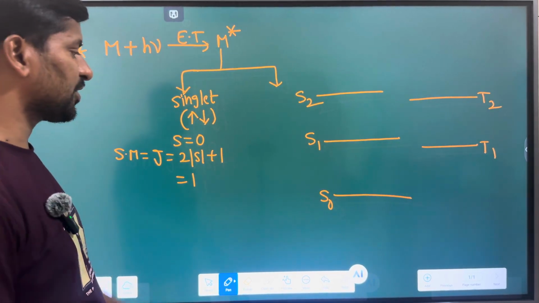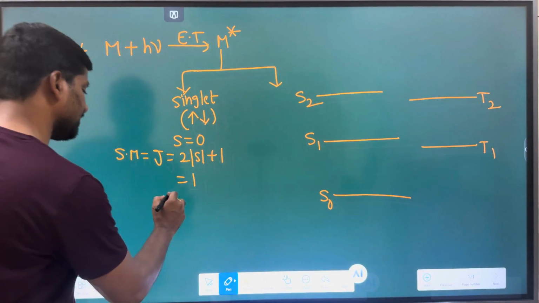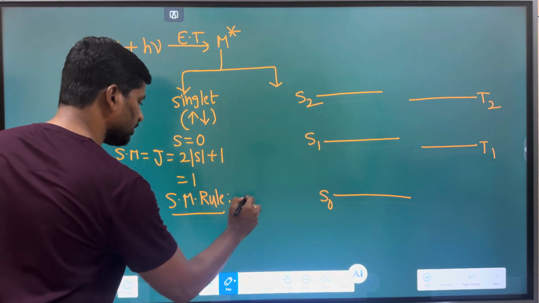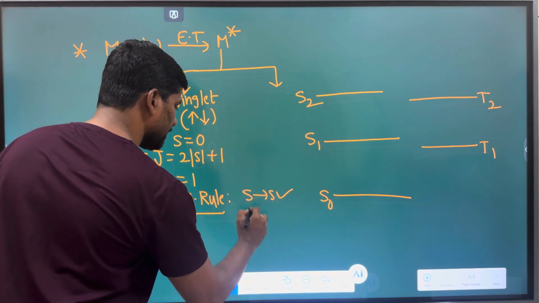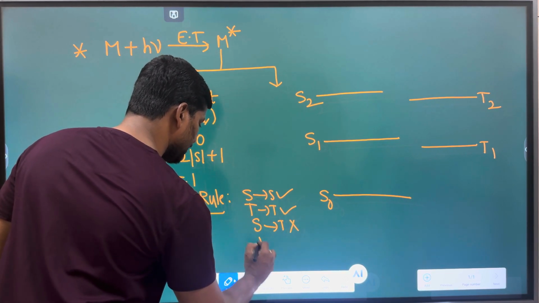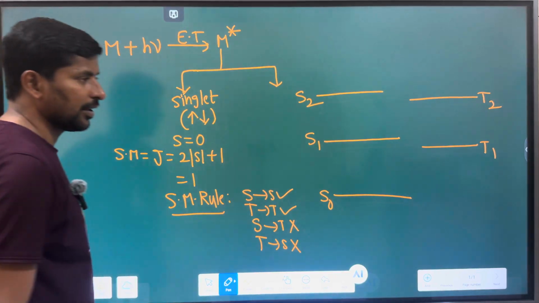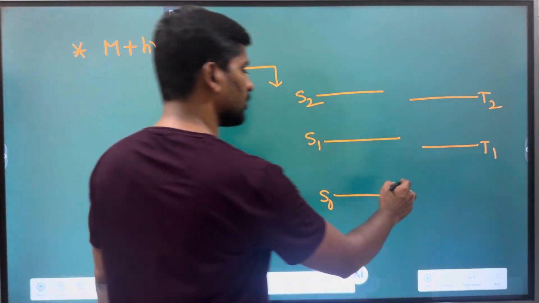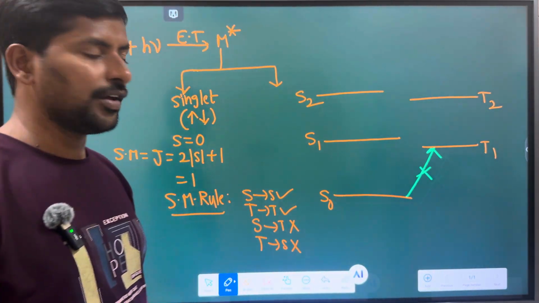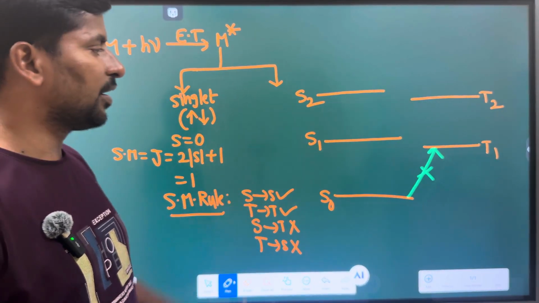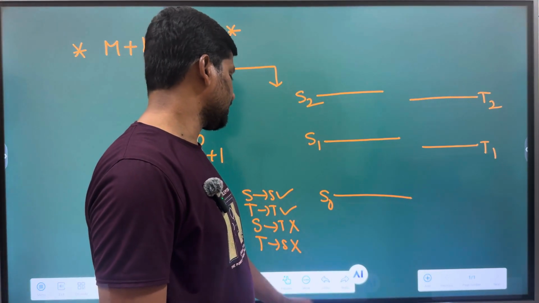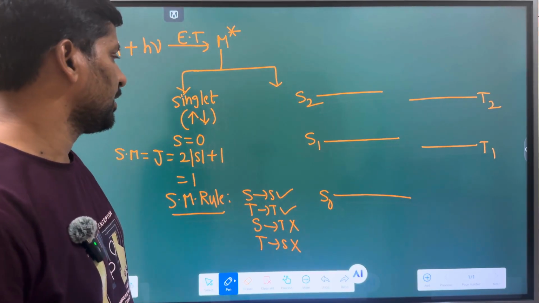One more selection rule is the spin multiplicity rule. According to the spin multiplicity rule, singlet to singlet is allowed, triplet to triplet is allowed, but singlet to triplet is not allowed, and triplet to singlet is not allowed. So S0 to T1 is not allowed, such a transition cannot occur directly.